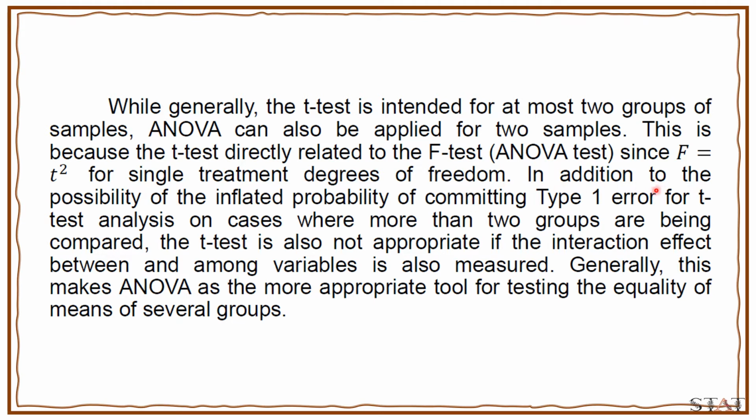In addition to the inflated probability of committing a type 1 error for t-test analysis in cases where more than two groups are being compared, the t-test is also not appropriate if the interaction effect between and among variables is also measured. This makes ANOVA the more appropriate tool for testing the equality of means of several groups. Always remember, we will use ANOVA for three or more groups.